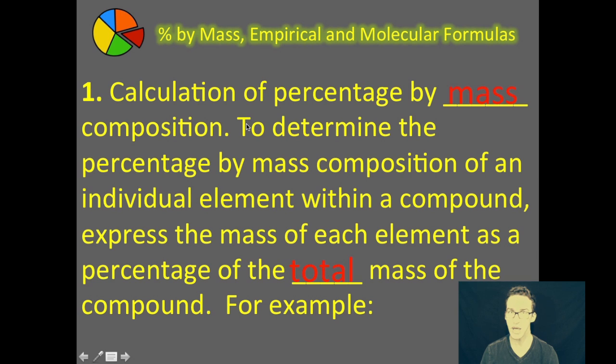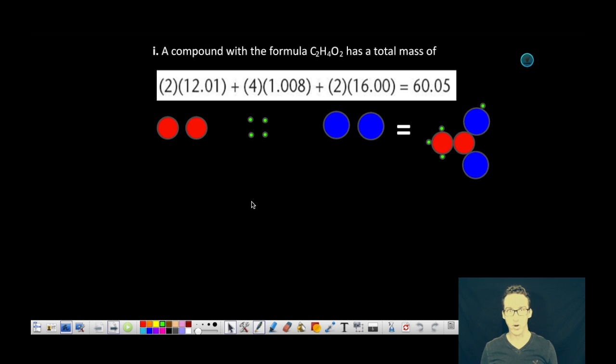formulas. Okay, first thing, calculation of percentage by mass composition. In order to determine the percentage by mass of an individual element of the compound, express the mass of each element as a percentage of the total mass of the compound. Okay, for example, if we take a look at a compound with the formula C₂H₄O₂, boom. The total mass is 2 times 12.01 plus 4 times 1.008 plus 2 times 16.00 to give us a total mass of 60.05.